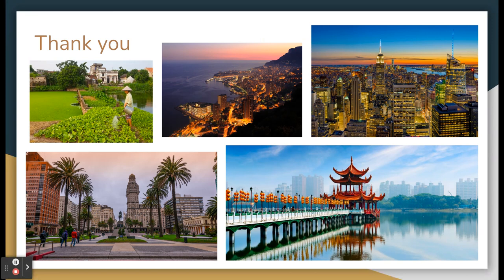Take a look at these images. Think about how the urbanization might have impacted the physical landscape and how the physical landscape might have impacted the people.